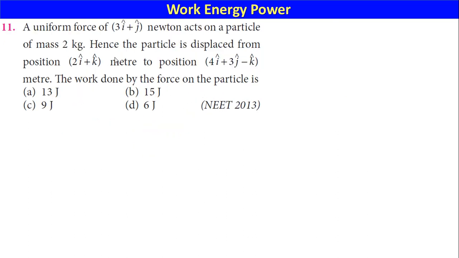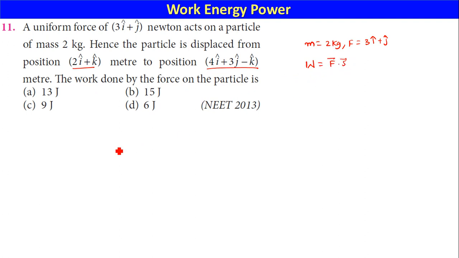Okay, next one. A uniform force of 3 i cap plus j cap newton acts on a particle of mass 2 kg. What is the mass now? 2 kg. What is the uniform force now? 3 i cap plus j cap. Hence the particle is displaced from this location to another position. The work done by the force on the particle is, again the same thing, work done is equal to F bar dot S bar.